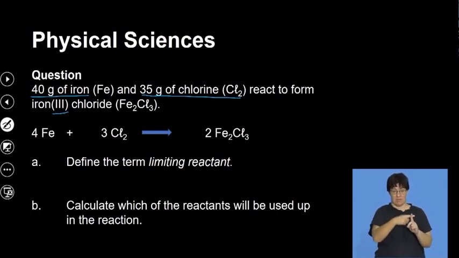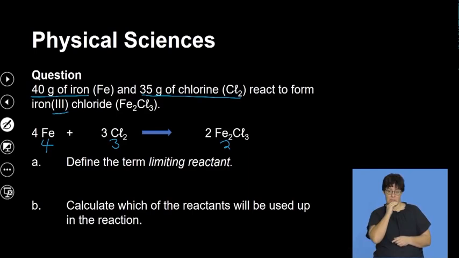The balanced equation of the reaction is already given to us. It says 4 moles of iron reacts with 3 moles of chlorine to give us 2 moles of iron(III) chloride. So what does this tell us? It tells us that the stoichiometric ratio in which these substances participate in this chemical change is 4:3:2.